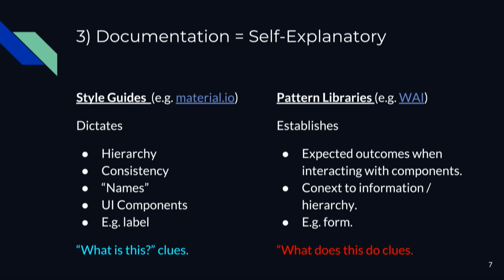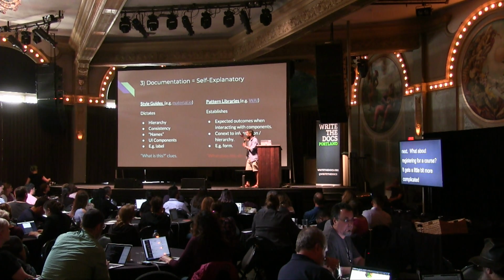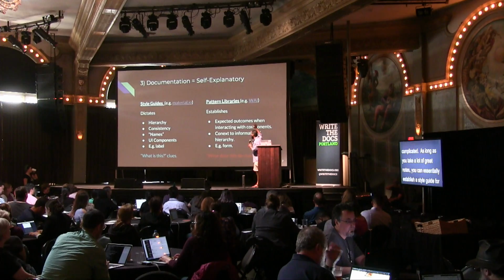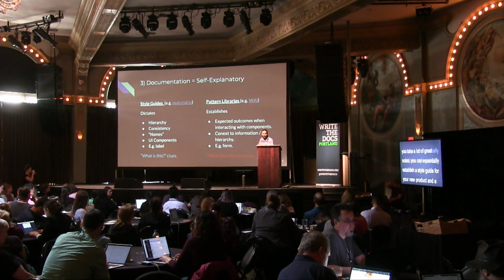Essentially finding a label for every form. And then after that, I looked at the Web Accessibility Initiative's accessible design patterns and mapped how those storyboards progress based on what their expected uses are. So think about this. If you click on the search button, you expect to see your search results coming next, right? That seems pretty intuitive. But what about when it comes to unique experiences such as registering for a course? A little bit different, right? It gets a little more complicated. So as long as you take a lot of great notes, you can essentially establish a style guide for your new product and a pattern library for that new product.